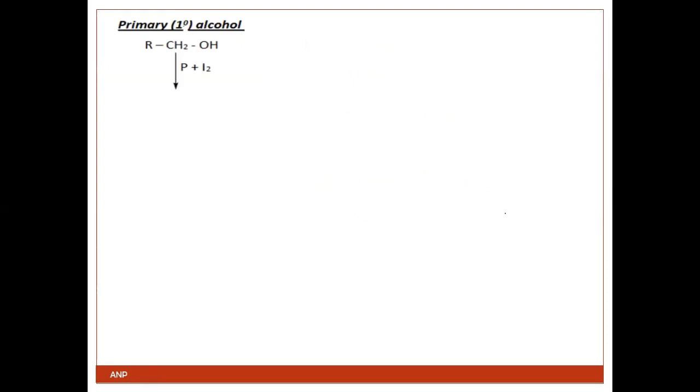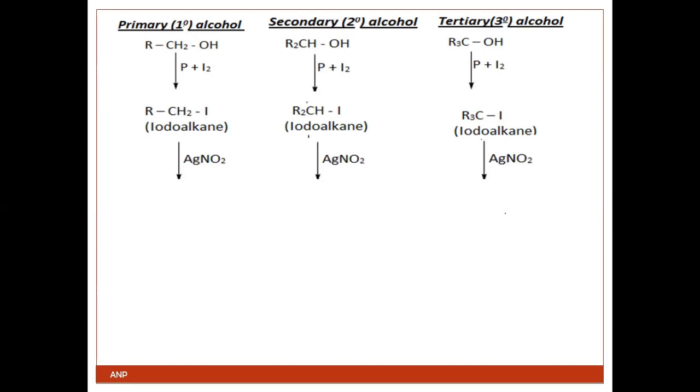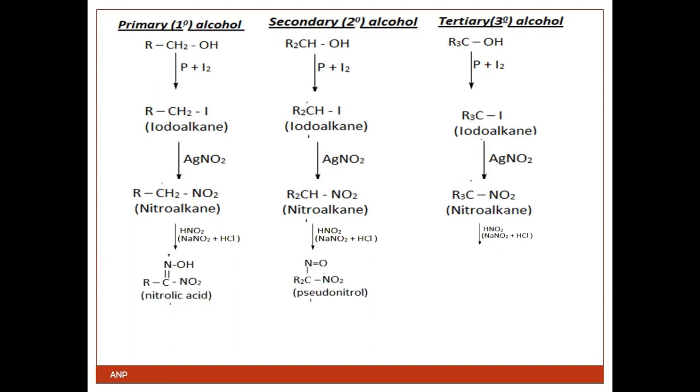So in this test, various alcohols are first treated with iodine to convert them into the corresponding iodides, that is iodoalkanes. Then this newly formed moiety is treated with AgNO2, that is silver nitrite, to get the corresponding nitroalkanes or nitroparaffins. Then these nitroalkanes are finally treated with nitrous acid and then made alkaline.